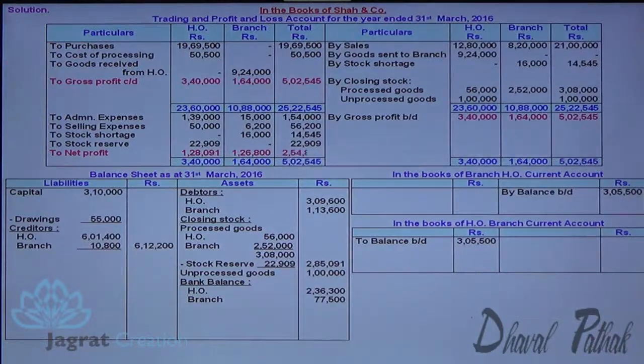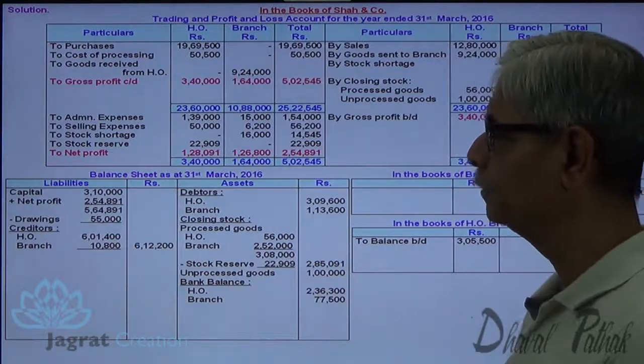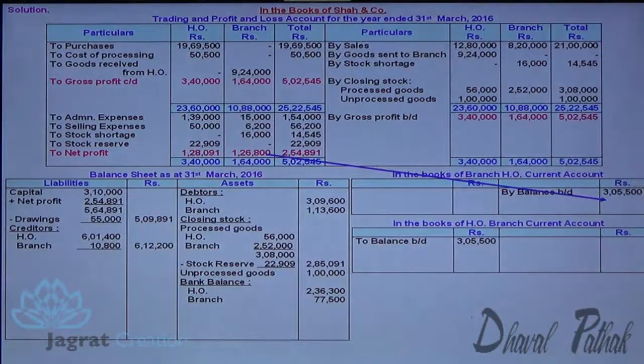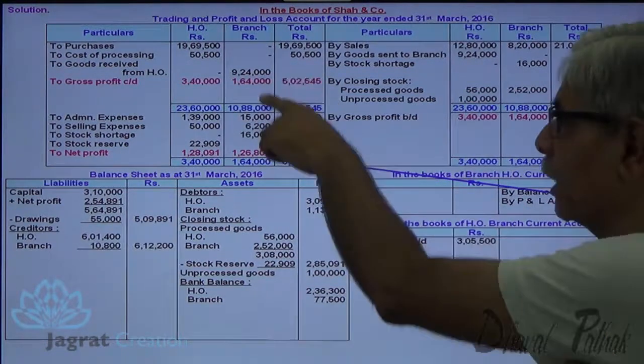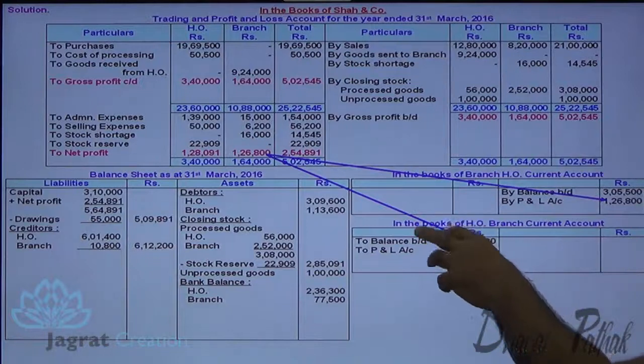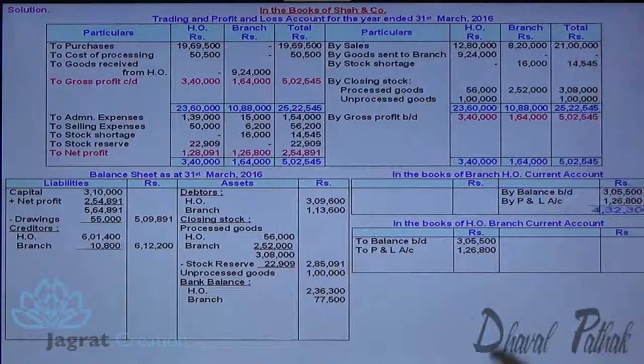So let me add this total profit to this capital first of all. So this is how closing capital balance. Now adjustment entry. In the books of branch, profit is transferred to HO, so profit and loss account debit to HO account credit. And the same entry is to be recorded here in the books of HO, branch account debit to profit and loss account credit. So this is how these two accounts gets closed. So this is a balance mutually gets cancelled.